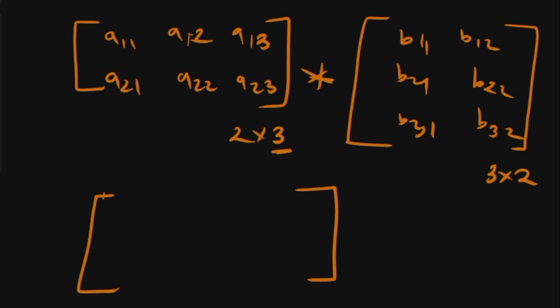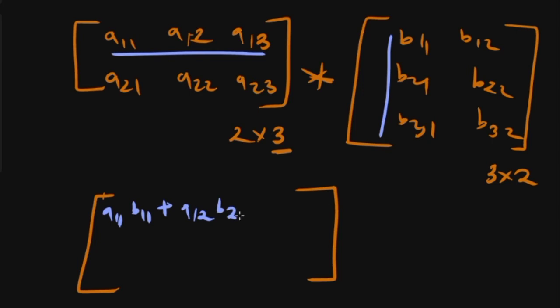have to consider the row of the first matrix and multiply it with the column. So basically a11 into b11, then plus a12 into b21, then plus a13 into b31. So this will be the first thing.